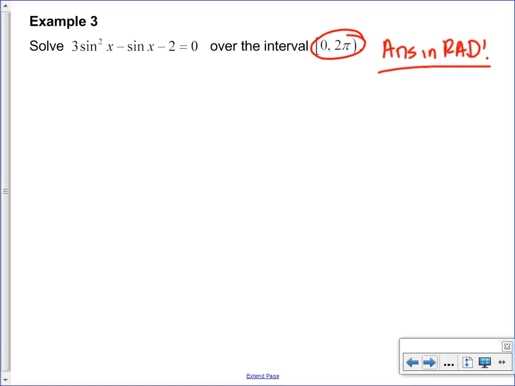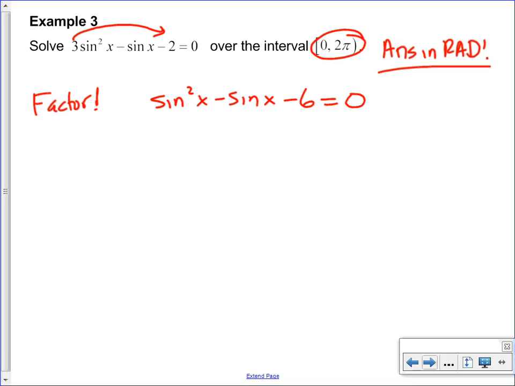All right. So, when you have something like this that's already set up equal to 0, you have to factor this thing. When you have a number in the front, it's called slip and slide or slide and divide, whichever it is. So, slip the 3 to the back. So you have sine squared x minus sine x minus 6 equals 0.